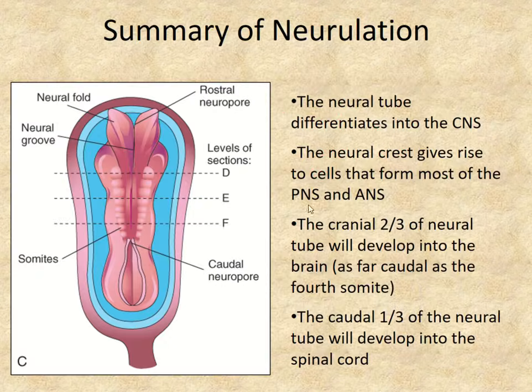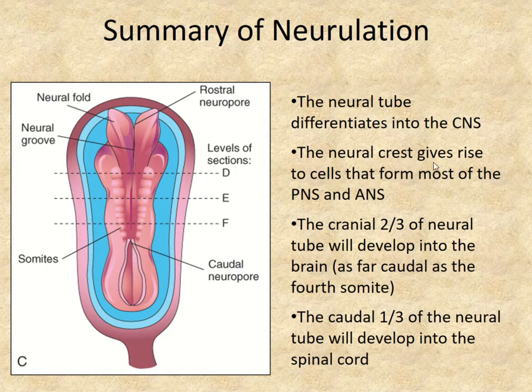All right, so the summary of neurulation. The neural tube is going to be induced by the notochord. I said that not the way I wanted to. It doesn't actually come from the notochord, I shouldn't have said that. It actually comes from neuroectoderm. But this neuroectoderm is going to differentiate into all of the central nervous system.